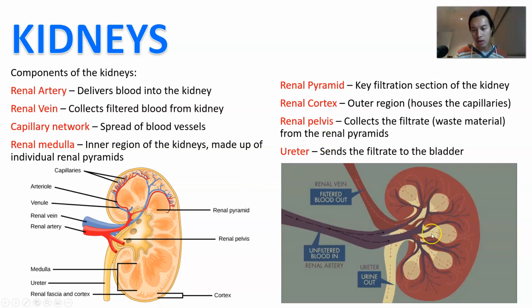And then down the bottom where the collection occurs is the renal pelvis, and that's where all of the collection from the renal pyramid is, and all of the waste products drain out of the renal pyramids and into the renal pelvis, which then sends it to the ureter, which then sends it to the bladder, where it's stored until you decide to pee it out.